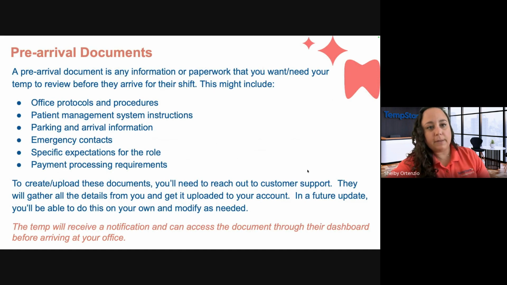So pre-arrival documents, these are pretty much any information or paperwork that you want and need your temp to review before they arrive for their shift. So some information that you might need them to look at and know before showing up could include your office protocols and procedures, patient management system instructions, parking information if they have to go to a certain lot, if there's a gate code, if you need them to come through a certain door, specific expectations for their role, and then any type of payment processing requirements.